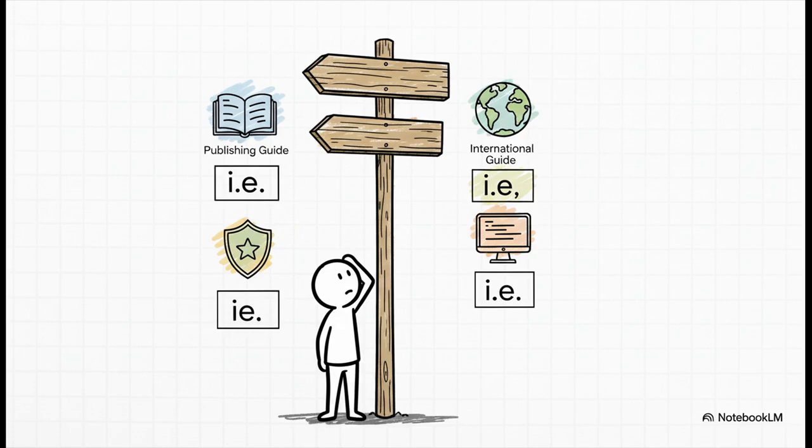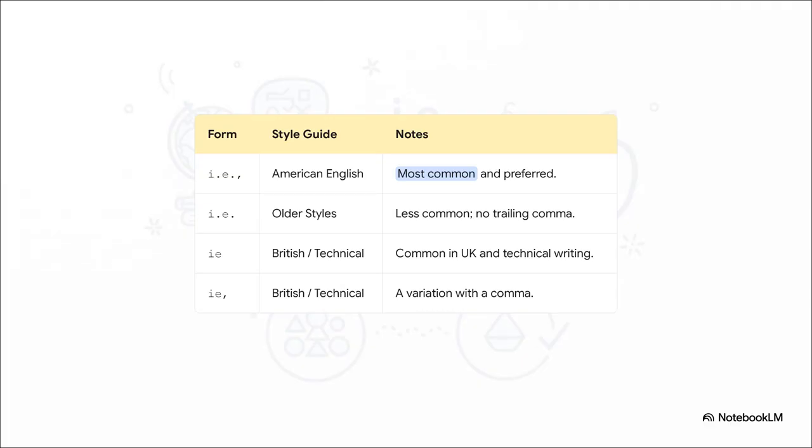Fun, right? So as you can see here, there are a few different correct ways to do it. The one you'll see most often, especially in American English, is I.E. with the periods, followed by a comma. But then, over in the UK or in a lot of technical manuals, you might see it without the periods at all. So the big takeaway here is that, yeah, it really just depends on the context.